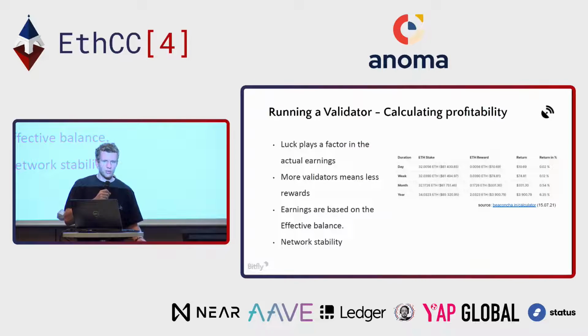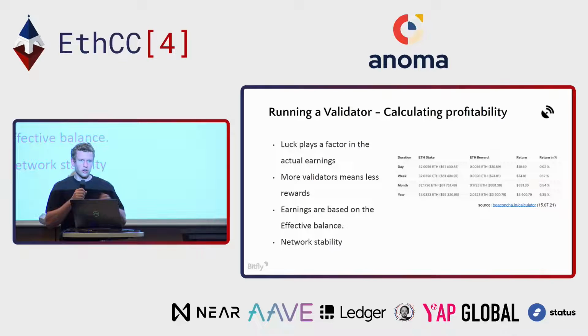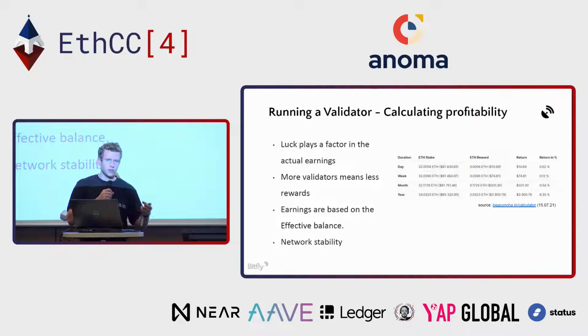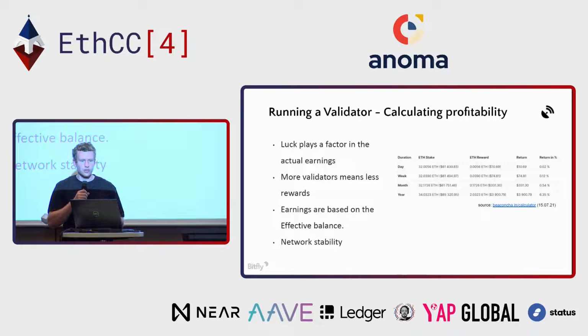And another thing that's very important is network stability. Your reward does not only depend on your validator alone, but it also depends on all the other validators that are running and if they are doing the things that the protocol expects. So if there's only a 90% participation rate, you would earn less than if there were an overall 99% participation rate, even if your validator is doing everything correctly.